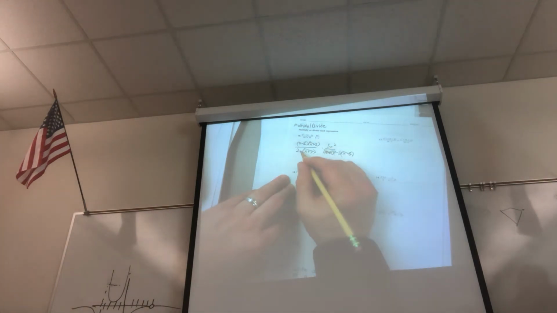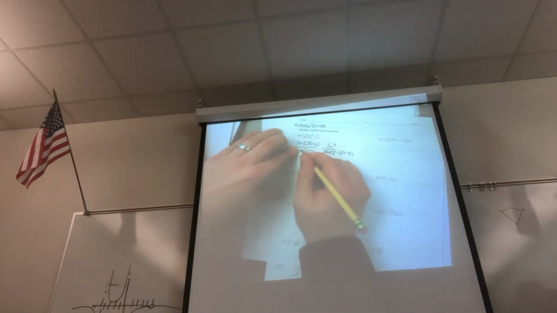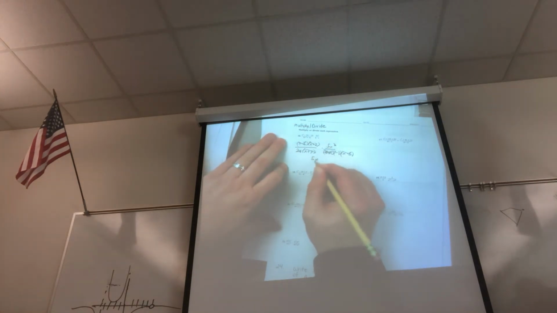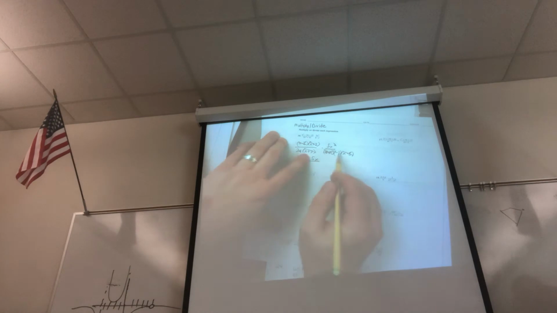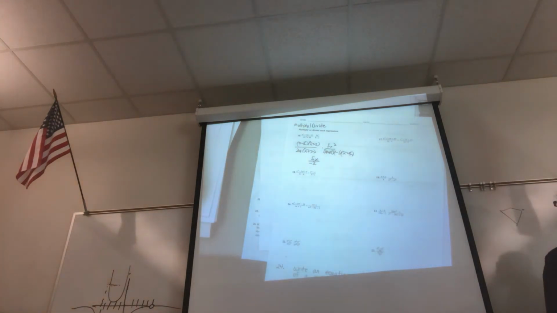This x squared over x, ignore the numbers for a second, x squared over x would reduce to just a single x on the top. So I've got a 5x on the top of my fraction. I've got a 2 and a negative 1 on the bottom. That's negative 2. Okay, reduce it as far as you can possibly reduce it.